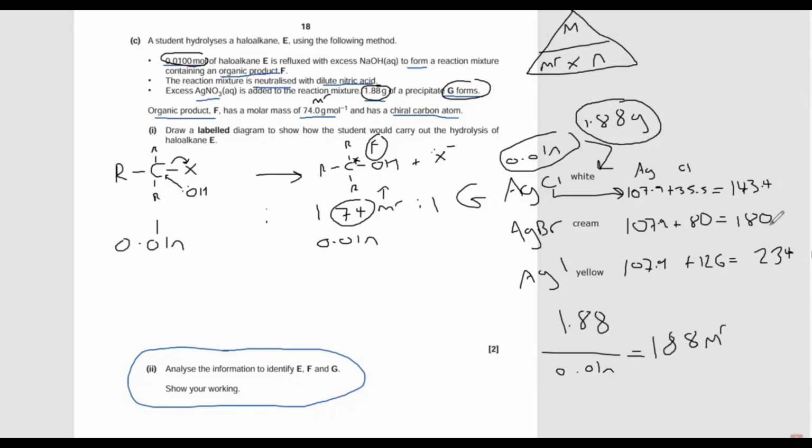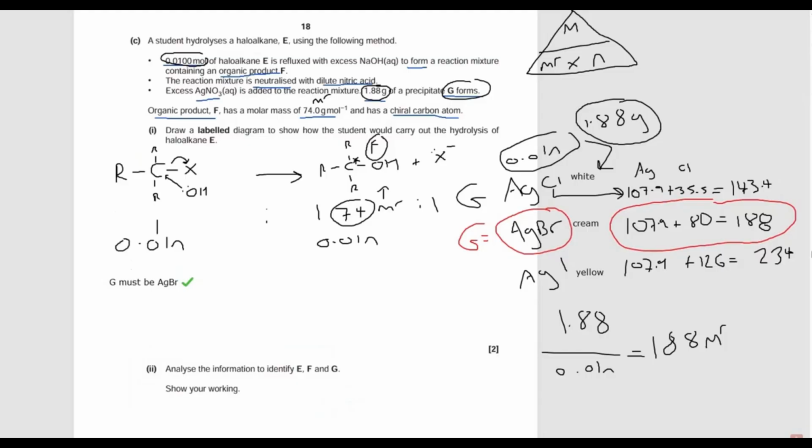1.88 grams over 0.01 equals 188. You can see that is silver bromide. And you can check that by doing 188, which is your overall MR of your precipitate, minus bromide, minus 80, leaves you with 108, which is roughly Ag, silver. So G must be AgBr. We've got our first mark, and probably the hardest mark out of all of that.